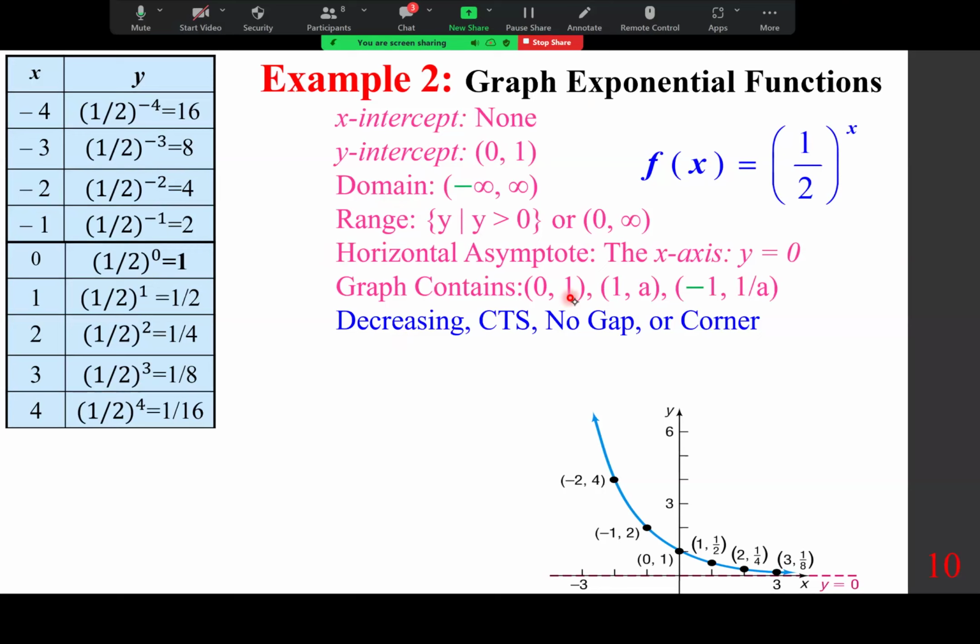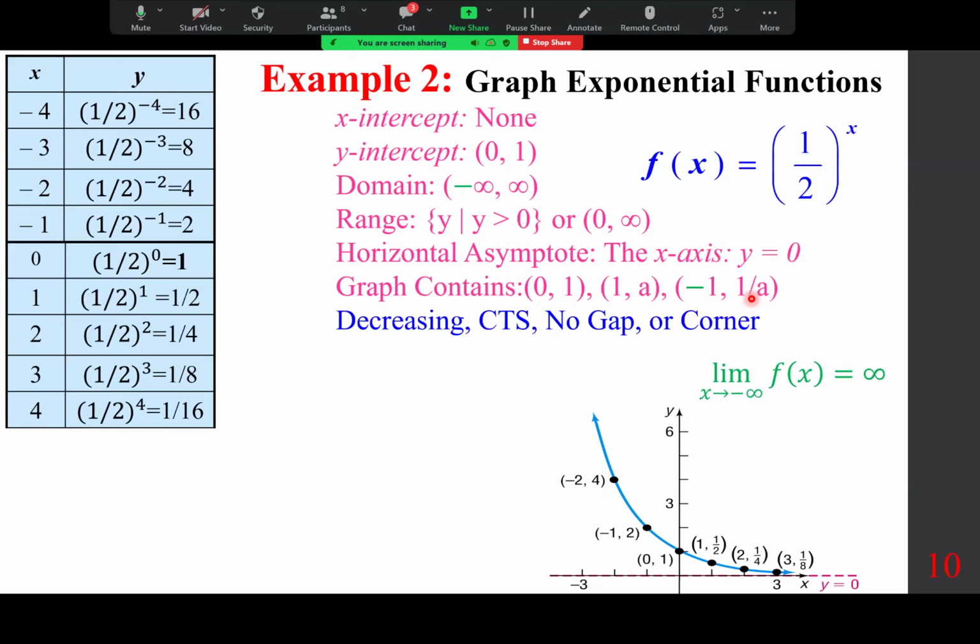The graph contains 0, 1. Also 1, a and minus 1, 1 over a, where a is the base. If x is 1, you get a. If x is negative 1, you get 1 over a. That is always the case.